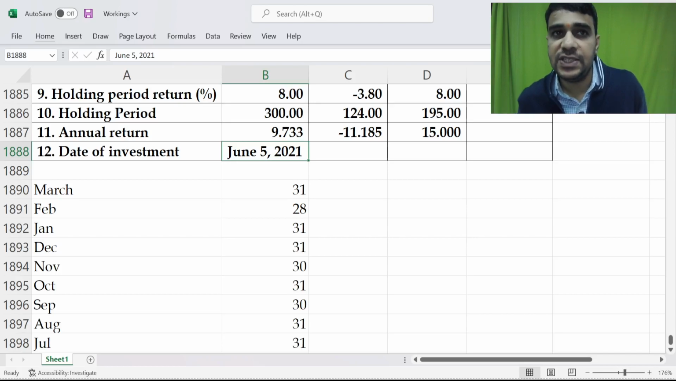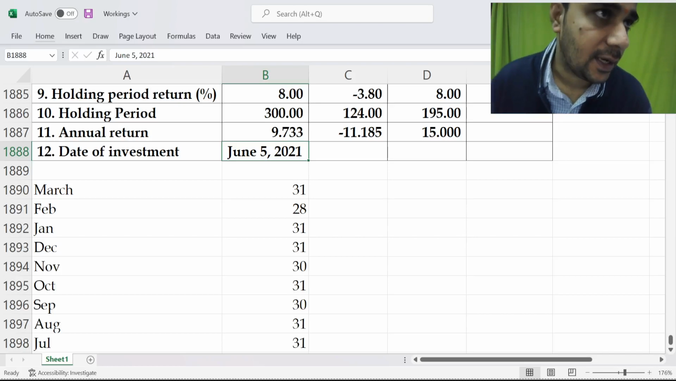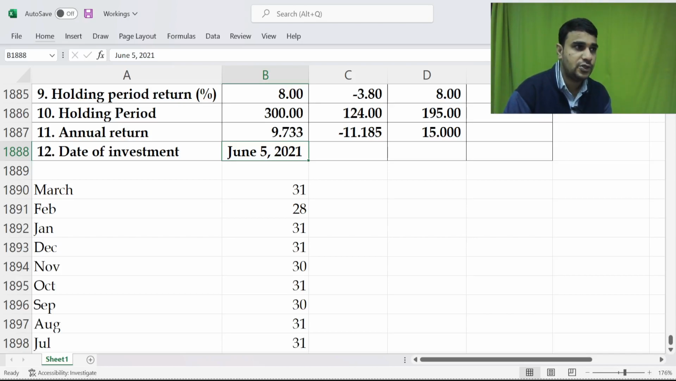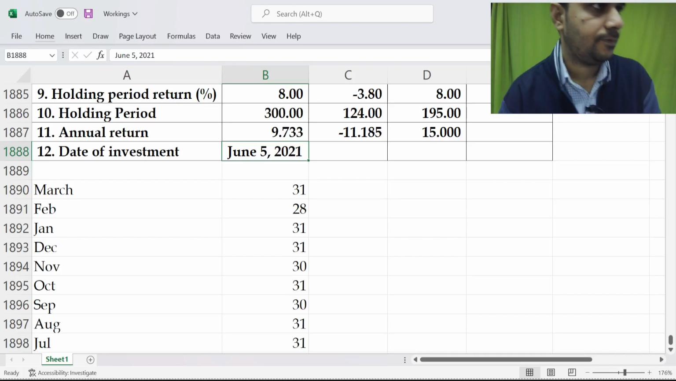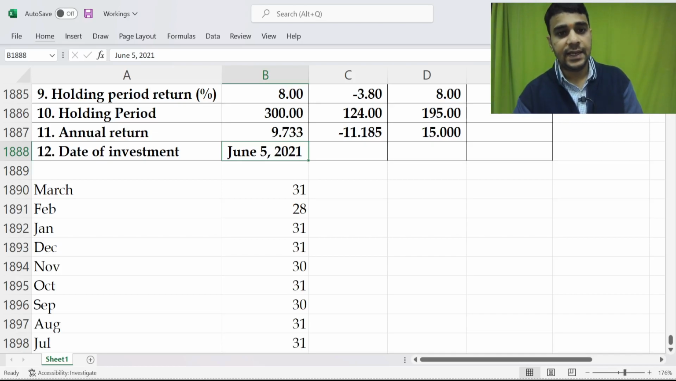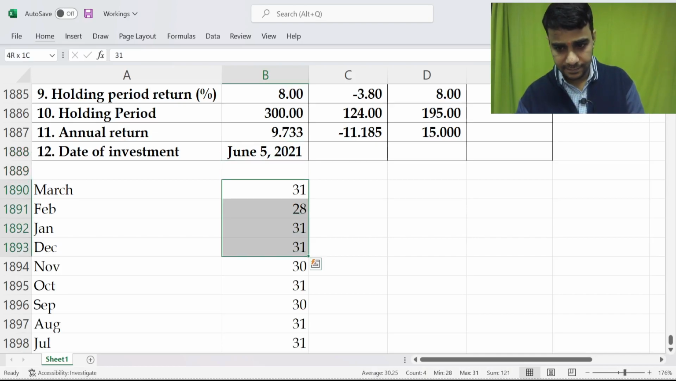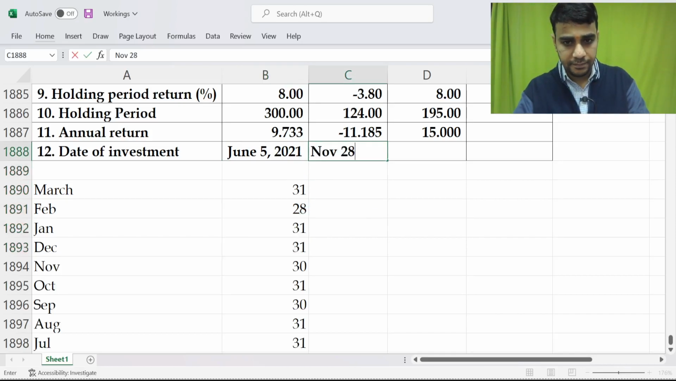If the date of investment is not considered in the 26 days calculation, then it is June 4. So I am taking June 5, assuming the date of investment is considered in the calculation. Basically, I made an entry on June 5, opening day. Next is 124 days, 3 days of November, November 28, 2021.